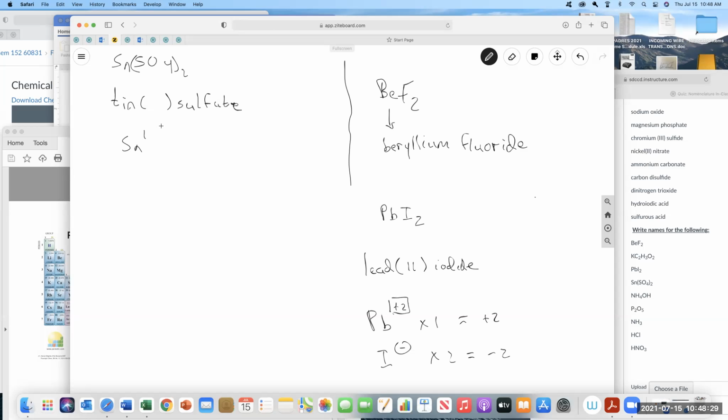Sn, we don't know the charge. SO4, however, we do know the charge. It's a -2, because that's on my list. From the formula, we know there's 2 of them. That means there's 4 negative charges, so there has to be 4 positive charges. From the formula, there's no subscript on the tin, therefore there's one of them. That means tin is a +4 ion, so this is tin(IV) sulfate.